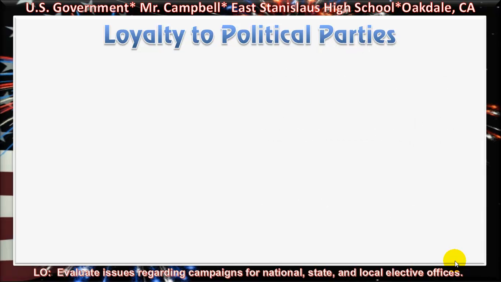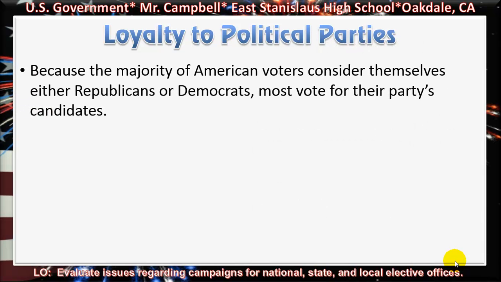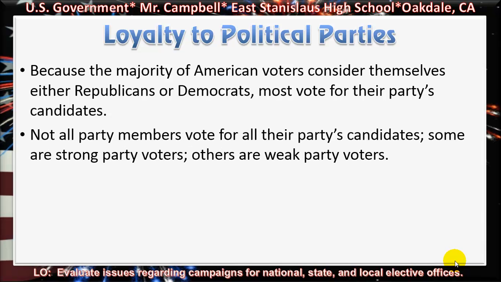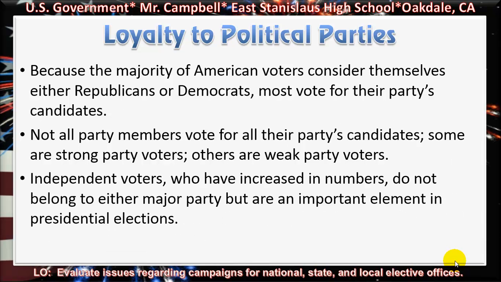Loyalty to political parties. Because the majority of American voters consider themselves either Republicans or Democrats, most vote for their party's candidates. Not all party members vote for their party's candidates, though. Some are strong party voters, which means they generally always stick with their party, and others are weak party voters. Independent voters, who have increased in numbers, do not belong to either major party, but are an important element in presidential elections.